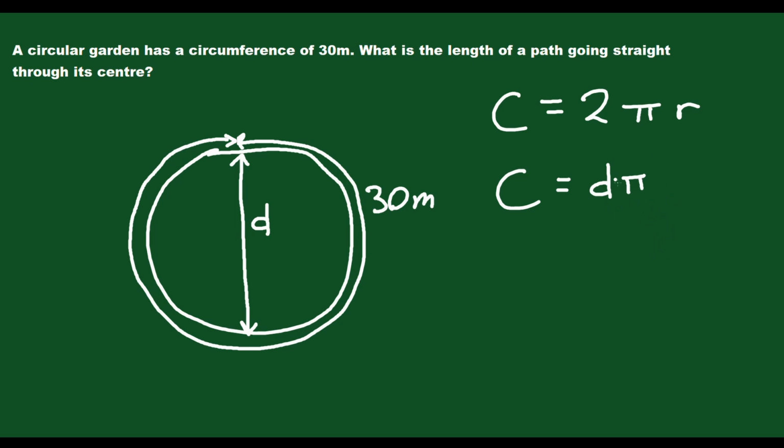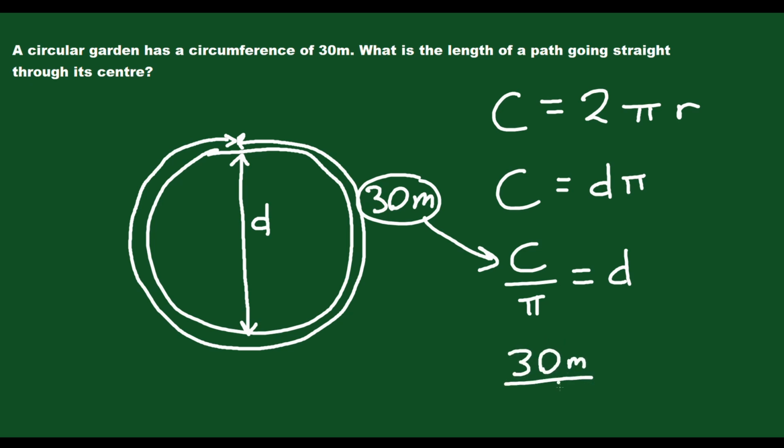So we want to figure out what the diameter is. So you can isolate for d by dividing both sides by pi and saying that c over pi is equal to d. Now all you have to do is plug in 30 for your c because that's your circumference, right? So 30 meters divided by pi is equal to d, your diameter. And if you do that math, your diameter is going to equal 9.55 meters approximately. So you can round off your answer like that.